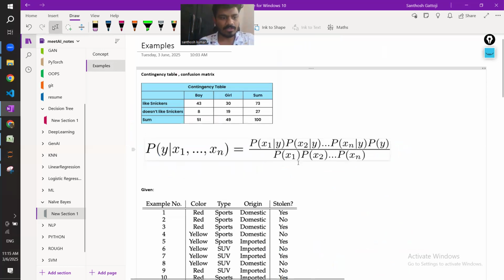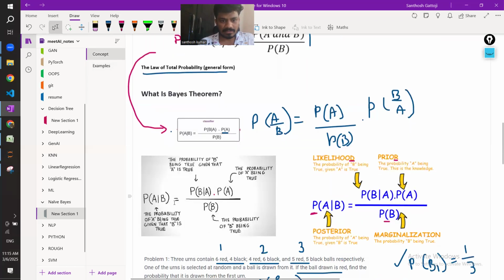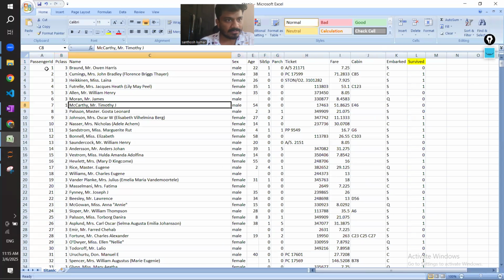Now coming to this, mainly one concept we'll see. It's the same Bayes theorem written in a different form. Bayes' theorem says the probability of A given B equals the probability of B given A times the probability of A divided by the probability of B. Now let's apply this to an example.